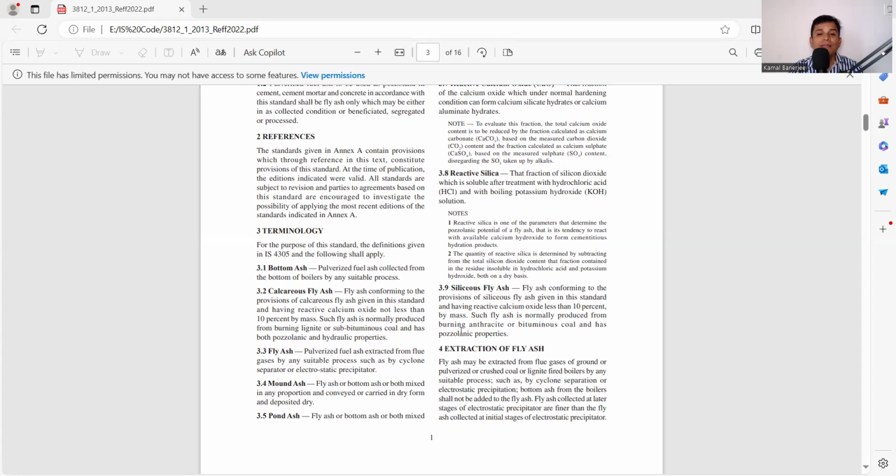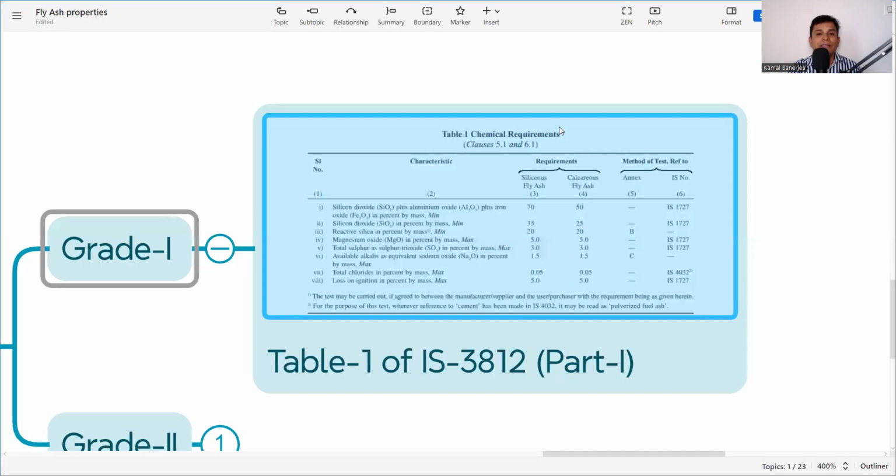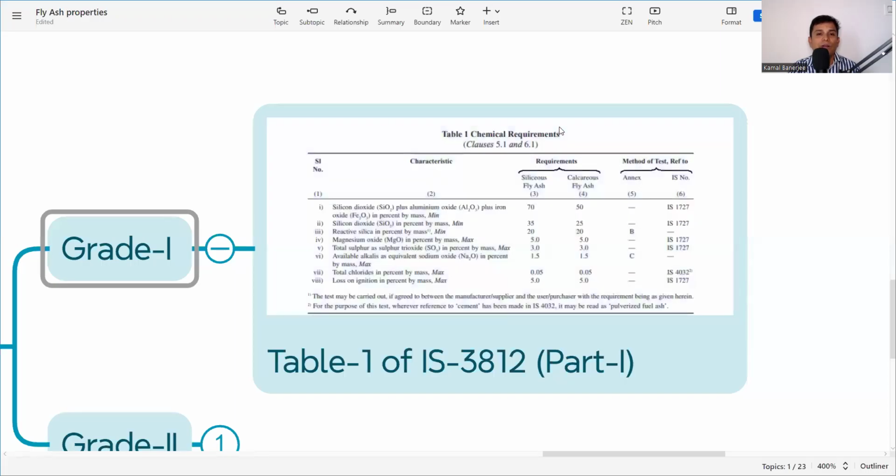And what is siliceous fly ash? Here it is mentioned: fly ash conforming to the provision of siliceous fly ash given in the standard, having reactive calcium oxide less than 10%. So it is calcareous if calcium oxide is more than 10% and siliceous if it is less than 10%. These are the definitions given in the IS code. Now let's check the chemical requirements in IS 3812 for grade 1.